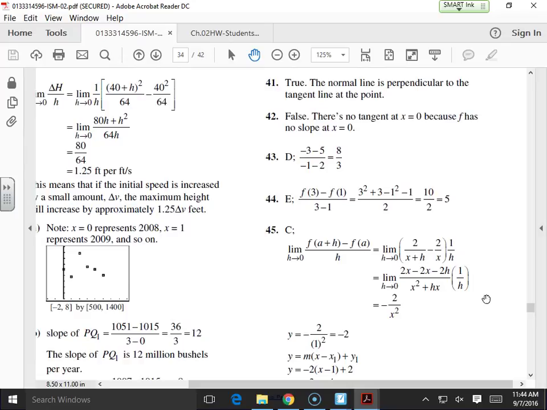42 is false. Because there's a sharp point. So the slope of the tangent line coming from the left is -1, coming from the right is +1. Will the limit exist if there are two different slopes? Nope. The limits do not agree.